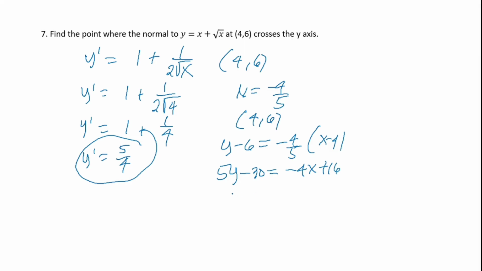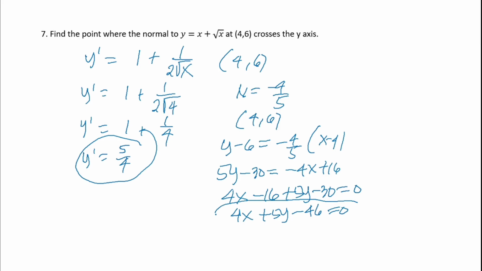So if we're going to simplify, 4x minus 16 plus 5y minus 30 is equal to 0. Simplify: 4x plus 5y minus 46 is equal to 0. So this is the equation of the normal. But to find the point where the normal to y is equal to x plus the square root of x at 4, 6 crosses the y-axis.